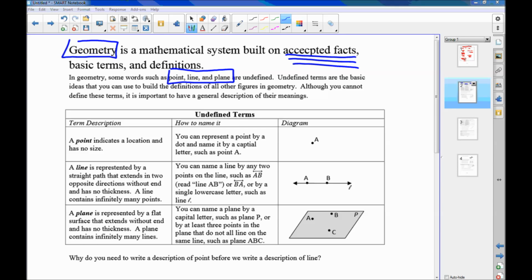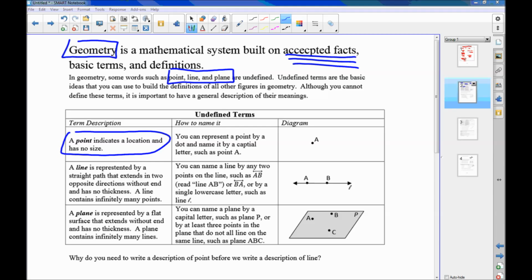Although you cannot define these terms, you do need to have a general description of their meaning. So here's a general description of what a point is. A point indicates a location and it has no size. Okay, so it's just a place in space. We all agree what it means, but you can't really define it well. If you can't see it, you can't touch it.